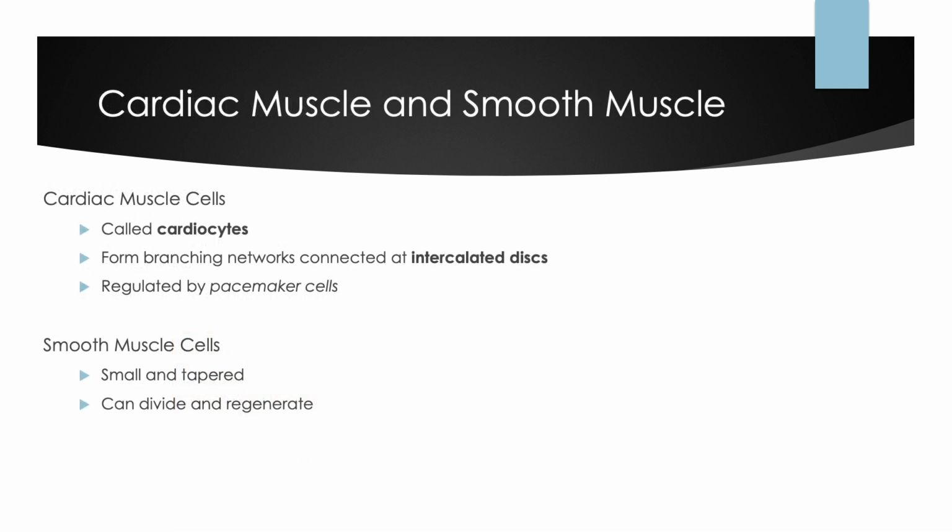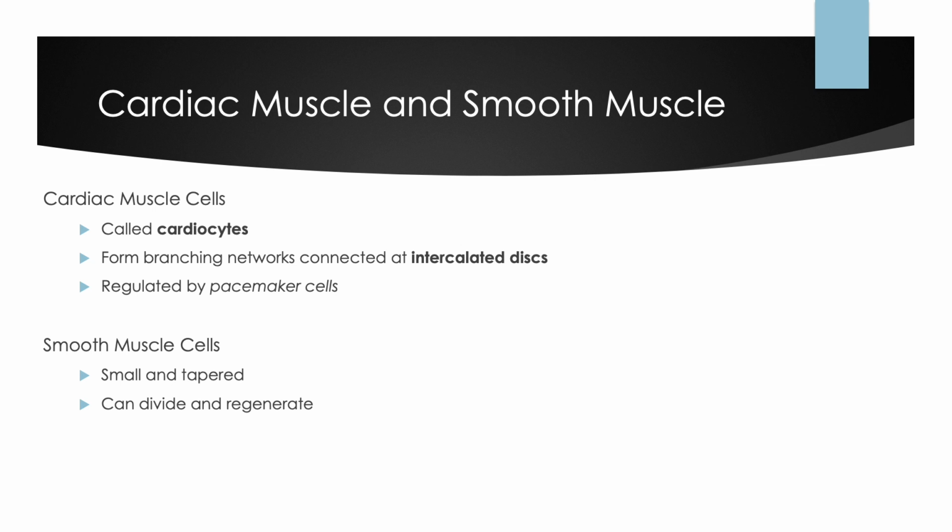Next, let's talk about cardiac muscle and smooth muscle. So cardiac muscle cells are actually called cardiocytes. Sometimes you'll also hear them called cardiomyocytes. It just depends on their function. They also form branching networks called intercalated discs, and this is what allows them to have a pacemaking function. And finally, as I kind of alluded to just now, they're regulated by pacemaker cells, so this is what allows the cardiac muscle tissue to contract with itself and cause the heartbeat.